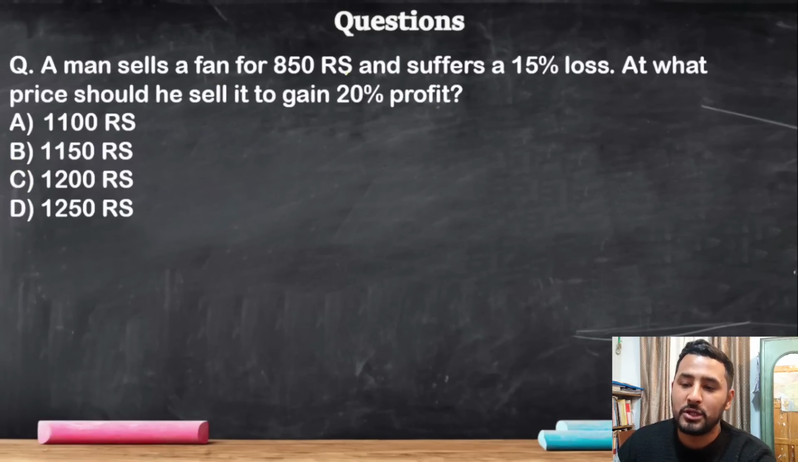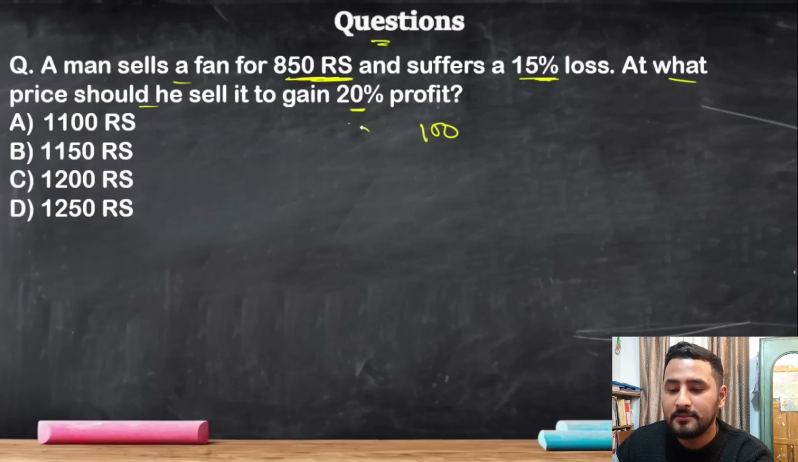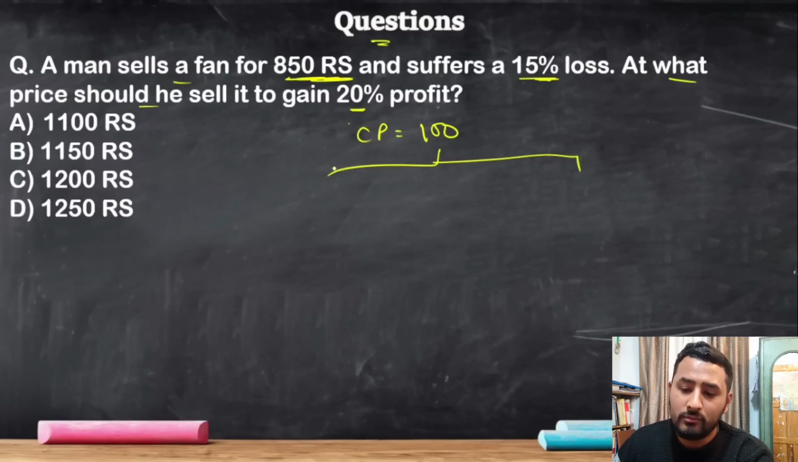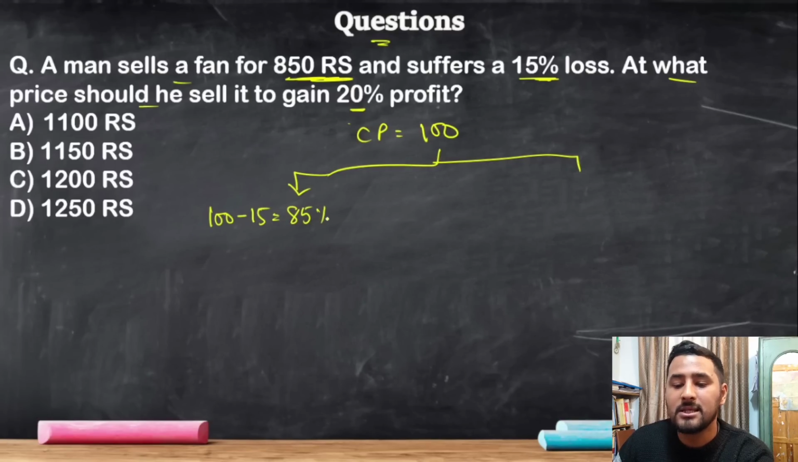Okay, same type of question. See the question. A man sells a fan for 850 rupees and suffers a 15% loss. At what price should he sell it to gain 20%? First thing, what I said, assume CP is 100. Clear? Now in that 100, how much loss? 15%. So can you do 100 minus 15? You'll get 85.